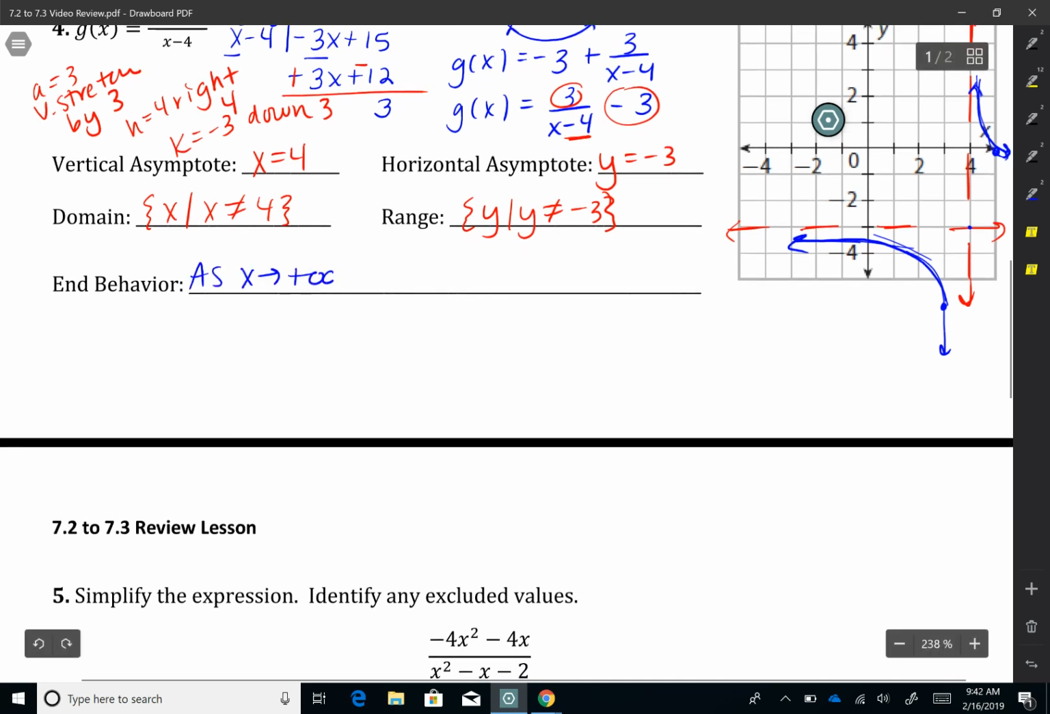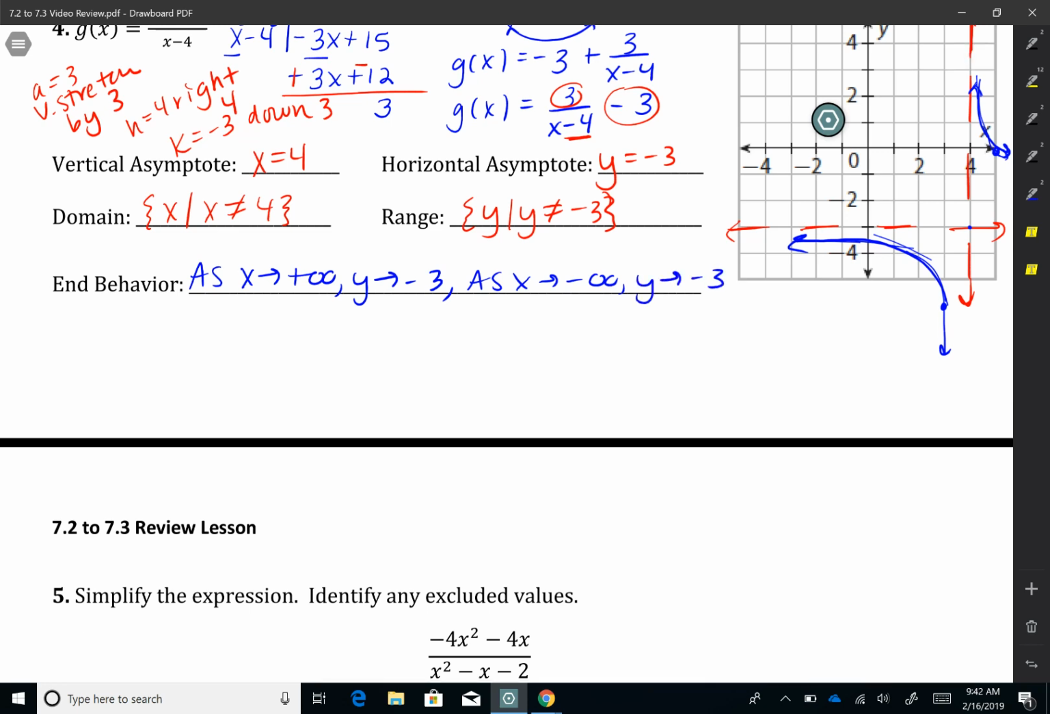As x approaches positive infinity, y approaches -3. As x approaches negative infinity, y approaches -3.